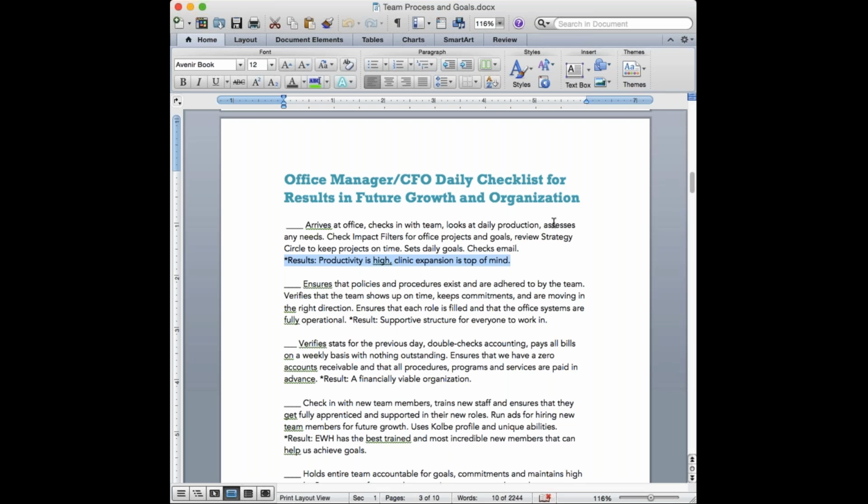All right, so next piece is ensuring that policies and procedures exist and are adhered to by the team. This is a big one. If you don't have someone making sure that things are being adhered to, verifying that people are showing up on time, keeping commitments, moving in the right direction, you need someone there that's going to hold people accountable. Whether that's you or someone else, you've got to make sure someone is ensuring that all those different pieces are being fulfilled, everything's operational, and the result of that is you're going to have a supportive structure for everyone to work in. They're going to feel supported.